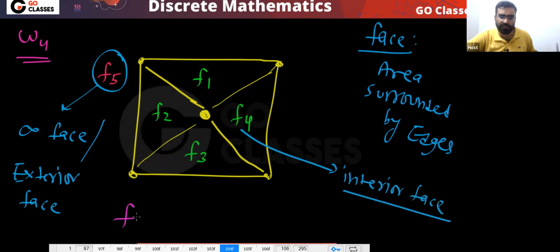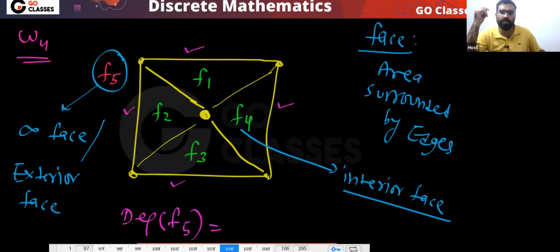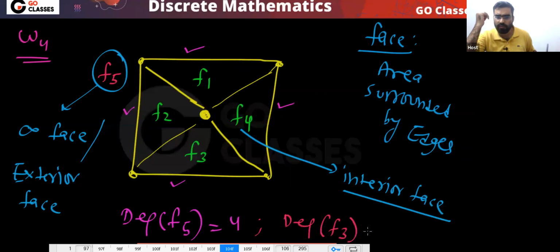What is the degree of F5? Degree of F5 means how many edges it is touching. So you can notice the answer will be 4. And what is the degree of F3? How many edges it is touching? Okay, so that will be 3. Very simple. Okay, so this is the idea of face.